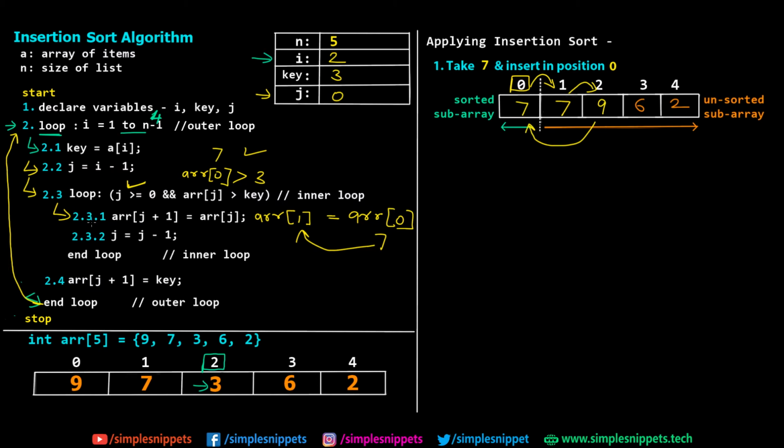So we are at step number 2.3.1. We go ahead, step number 2.3.2. Now we say j is equal to j minus 1. So j becomes minus 1 now, right? Because j was 0.